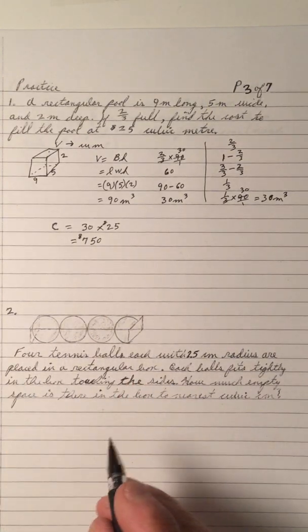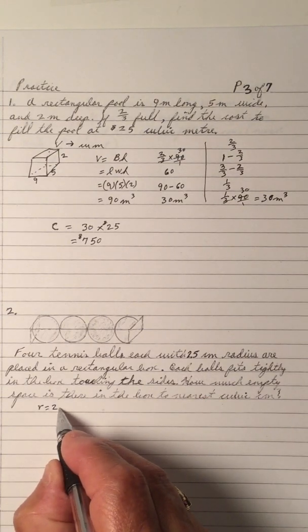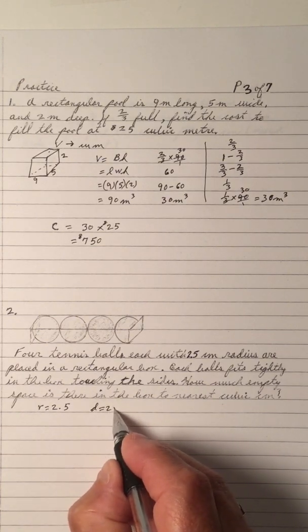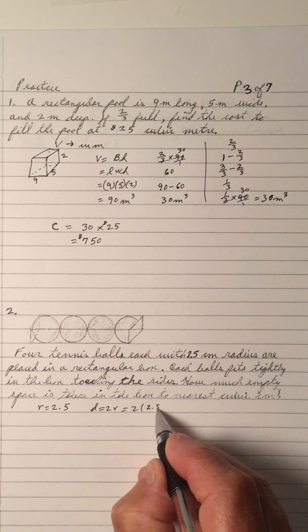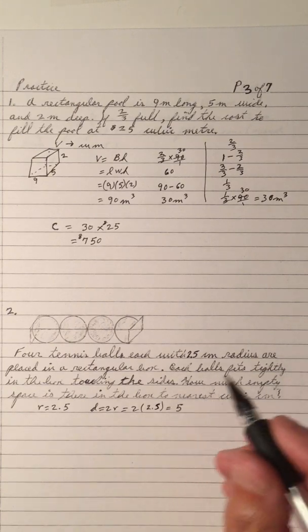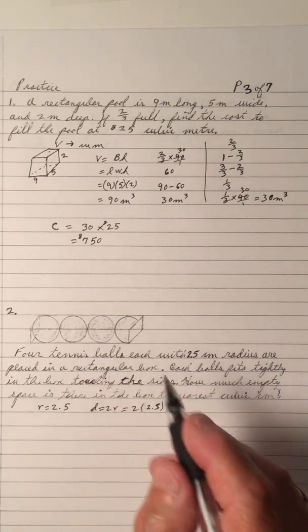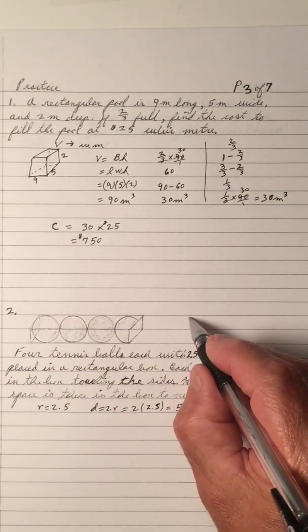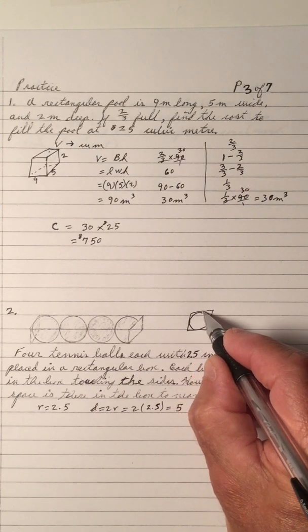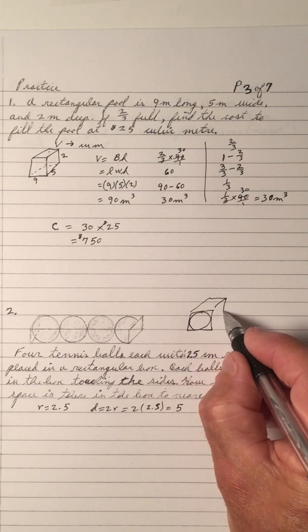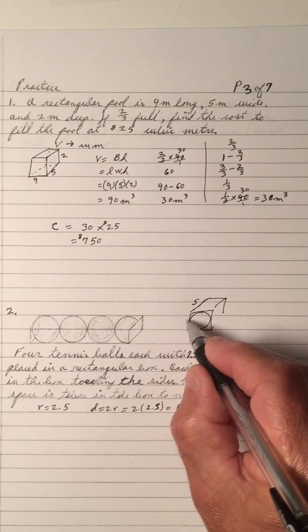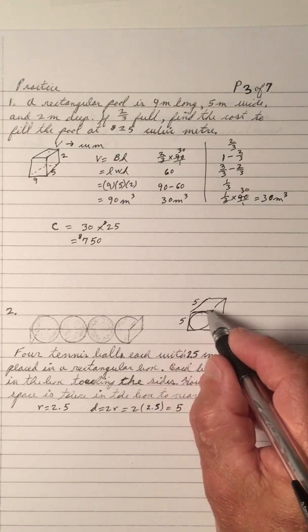So that means the radius of a ball is 2.5 centimeters. If the radius of the ball is 2.5, the diameter is twice the radius. So that's 2 times 2.5, which means your diameter is 5 centimeters. Again, the units are centimeters. Now if you look at the box, and the ball is going around like that, the ball will touch this way, which is 5, and it'll touch up and down, which is 5, and it'll touch this way, which is 5.